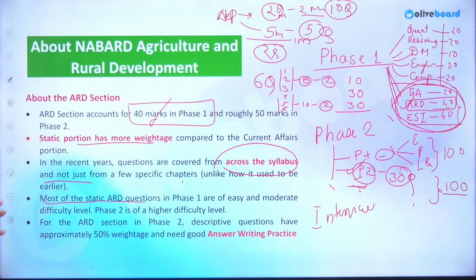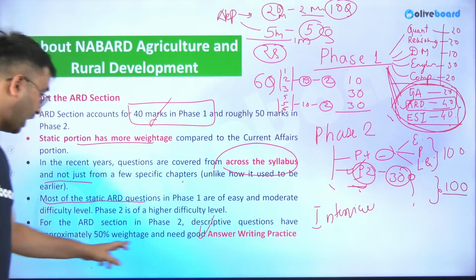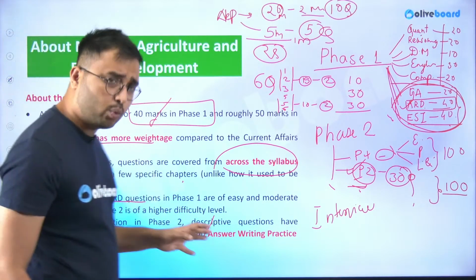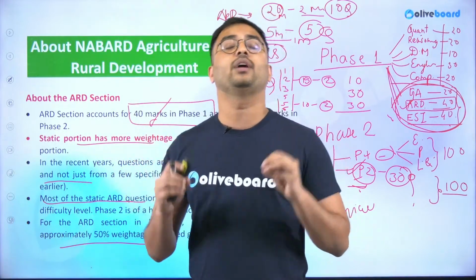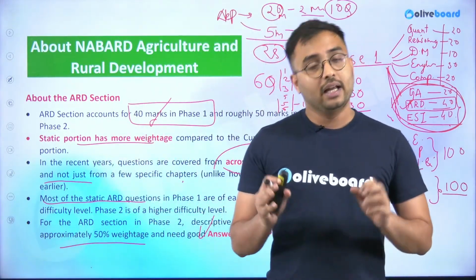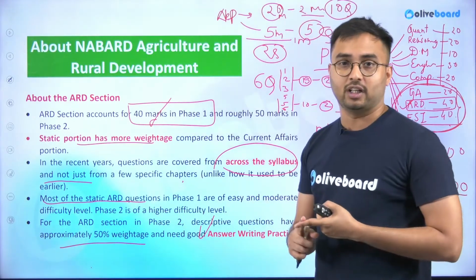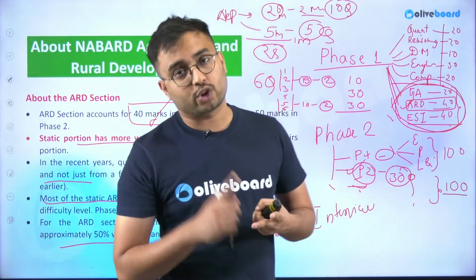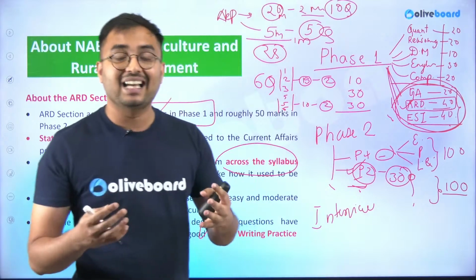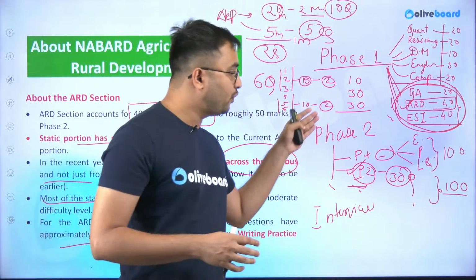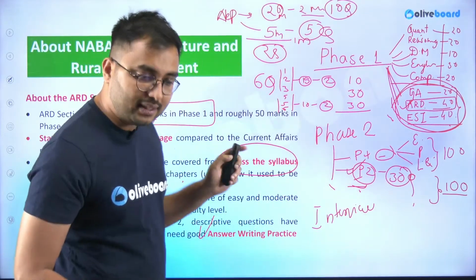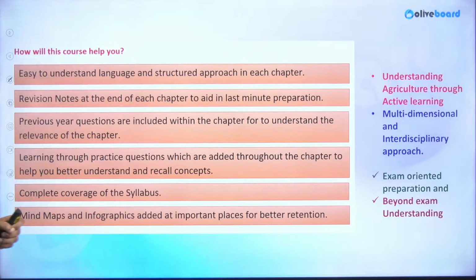25 plus marks. Not only that, for the descriptive questions which are added, it requires overall good understanding and awareness about agriculture and rural areas. If you have that, it becomes very easy to write a good essay on agriculture and rural development, answer good questions in the descriptive part also, and thus ace the overall phase 1 and phase 2 preparation. This is how ARD is very, very important for you.